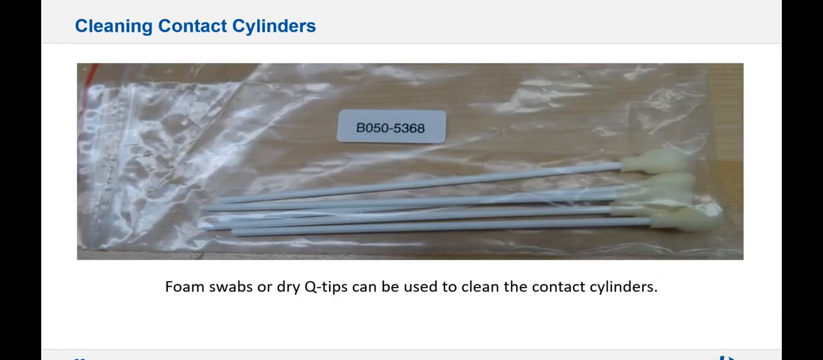Now, you should always clean the contact cylinders before you put in a new tube, and you can either use dry Q-tips or foam swabs, and we have a part number for the foam swabs. If you have severe deposits, you can use some isopropyl alcohol to clean the contact cylinders, but you have to make sure that the contact cylinders are completely dry before you put the new tube in and before you condition the new tube and run.